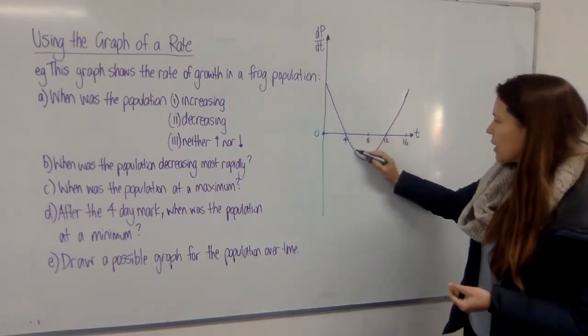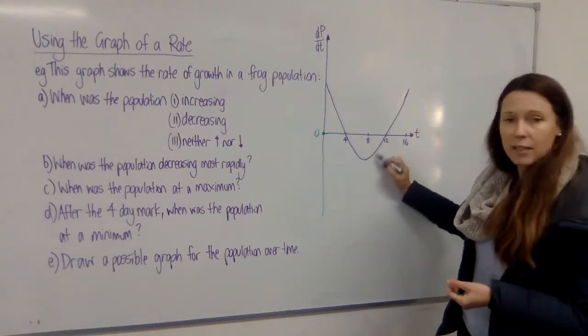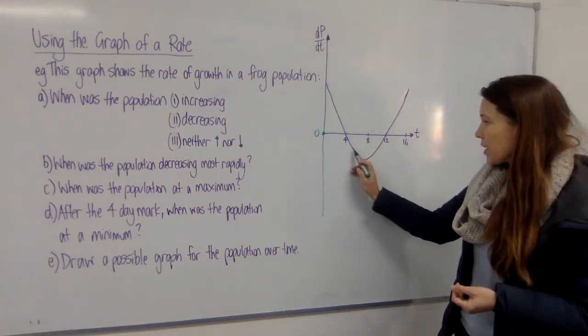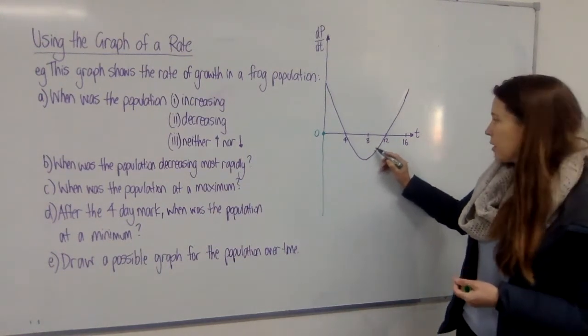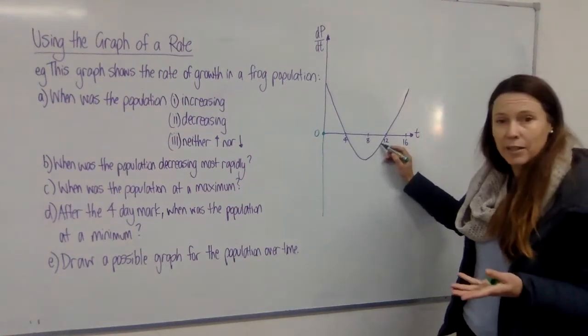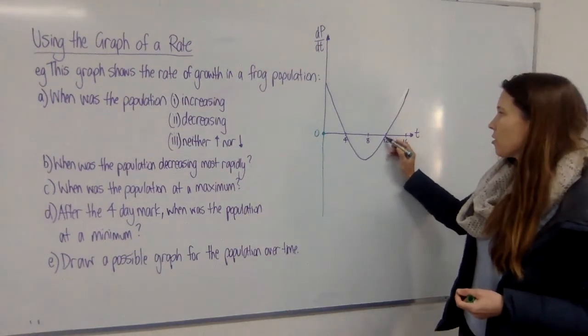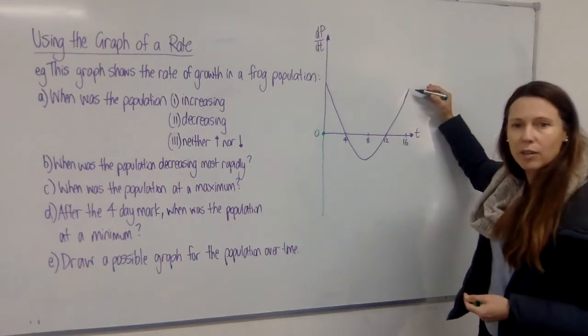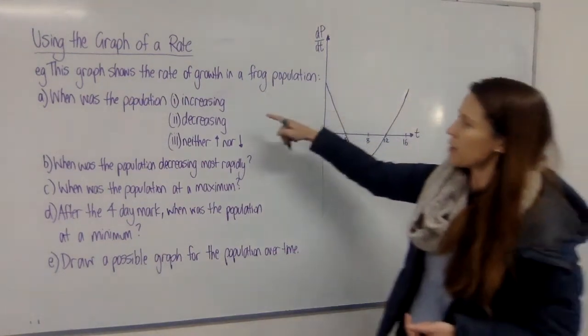What's happening in here? Well, the rate of growth is now negative. It's a little bit negative, and then it's very negative, and then it's not so negative, but still going down, but not at such a rate, until we're back to 0 again, and then we've got a positive rate of growth. So let's answer the questions carefully.